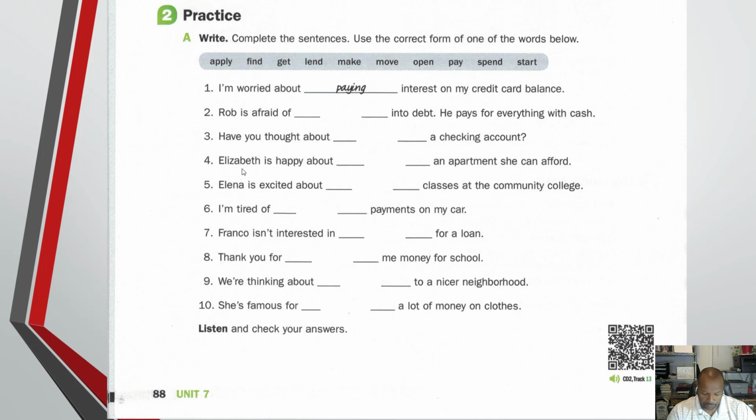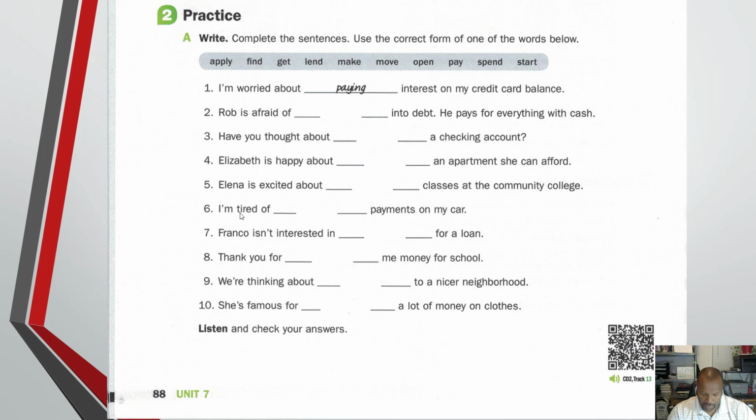Number 4, Elizabeth is happy about finding an apartment she can afford. Finding an apartment she can afford. Find plus ing, finding. Number 5, Elena is excited about starting classes at the community college. Starting classes at the community college. So that's start plus ing, starting.